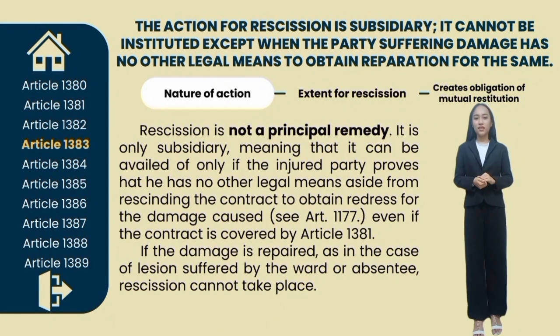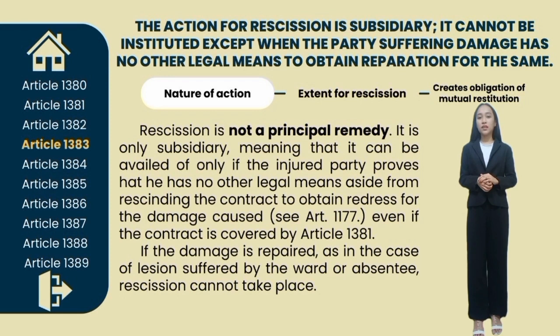Article 1383: The action for rescission is subsidiary. It cannot be instituted except when the party suffering damage has no other legal means to obtain reparation for the same. Nature of action for rescission. Rescission is not a principal remedy. It is only subsidiary, meaning that it can be availed of only if the injured party proves that he has no other legal means aside from rescinding the contract to obtain redress for the damage caused, even if the contract is covered by Article 1381.